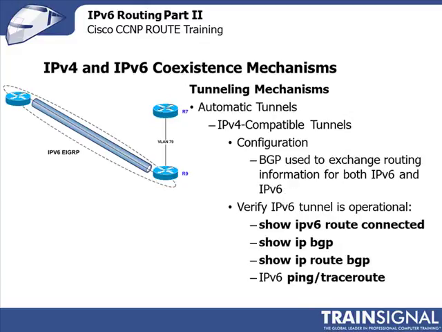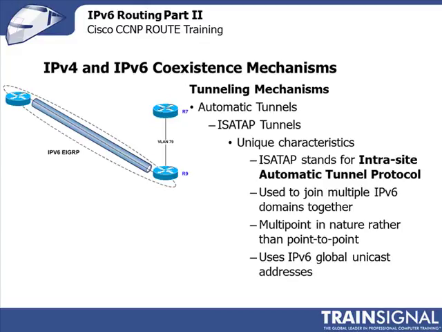The final part of this is you actually need to use BGP in order to be able to facilitate communication across the link. So obviously you need to go into the address family commands as we talked about, and we'll actually be doing this in our lab. And then you can verify whether or not it's operational by show ipv6 route connected, show ip bgp, show ip route bgp, other commands as well, and then obviously the IPv6 ping or traceroute commands.